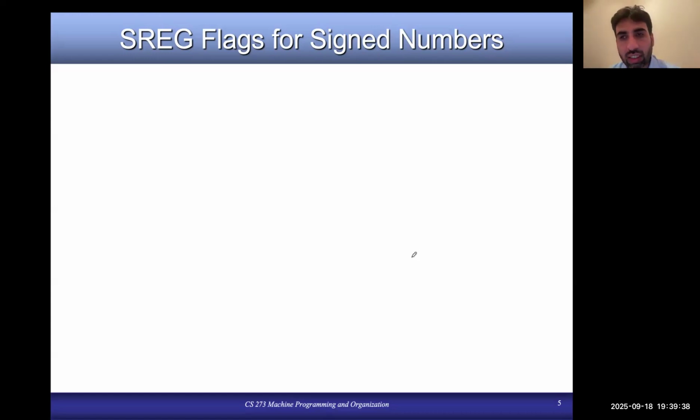A zero flag and carry flag are enough when you are comparing unsigned numbers. But when you want to do the comparison for signed numbers and then take a branch based on the result of that comparison, then the carry flag and the zero flag are not enough. So let me first give you a quick reminder about signed numbers and unsigned numbers, and then we can come back to the slides again.